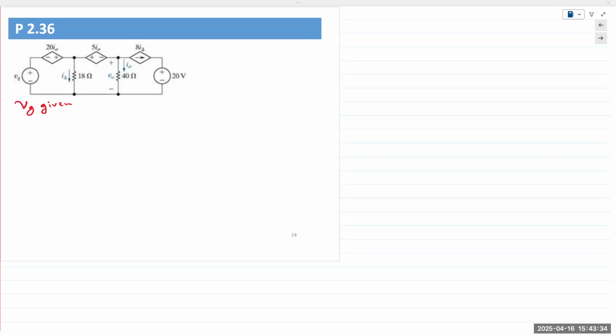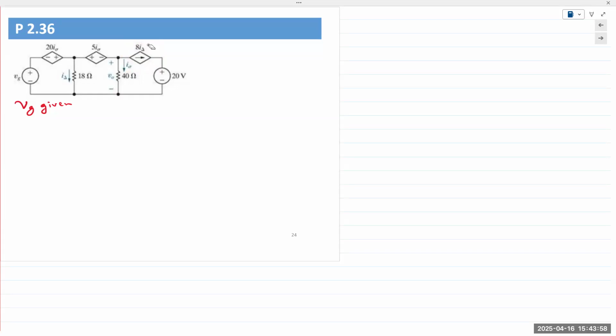But if we apply a KVL around the outer loop, we don't know the voltage across this current source on the far right. So even that one kind of doesn't make sense. If we do apply it, let's see. It kind of doesn't.